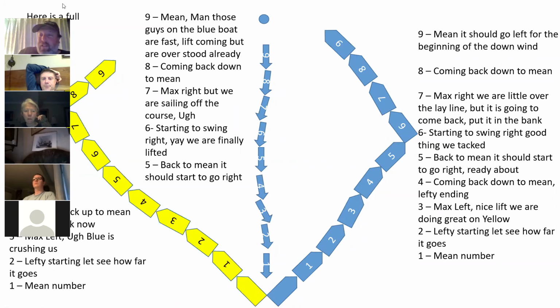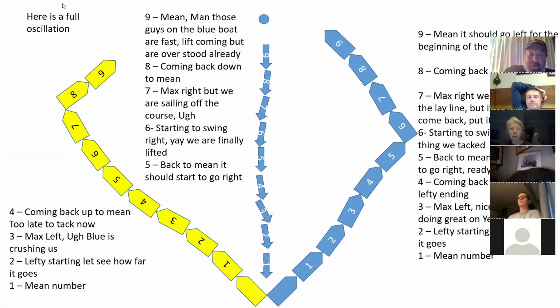Now, if you're on the yellow boat, and maybe you didn't figure this out as you're going, you get a lefty start. We'll go through them here. So lefty starting, let's see how it goes. Max left, ugh, blue is killing us. Coming back to mean. Now you get to four, now the shift starts coming back. Now you can't tack, and you're kind of pinned here as you try to take advantage of the lift. So back to mean, starting to swing our way.